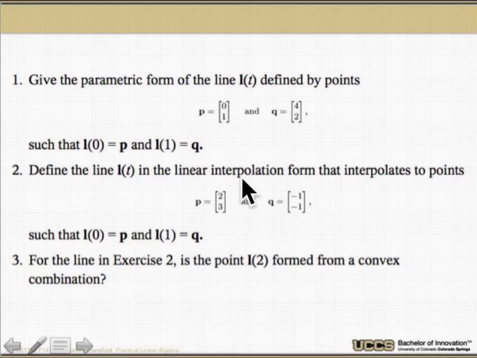And so consider some example problems from the end of the chapter. Given a parametric form of a line defined by 2 points, such that L of 0 is P and L of 1 is Q, give us the parametric representation of that line. Okay, and of course you should be able to do that if a change P and Q shouldn't make any difference. So make sure you've practiced 1 or 2 of those. And if we look back at those, you might also be able to answer whether or not any of those representations formed a convex combination.